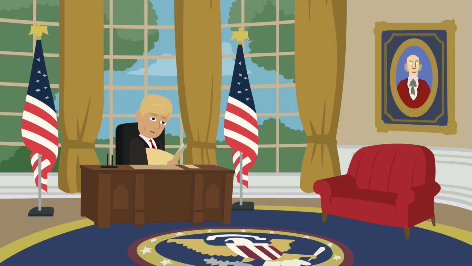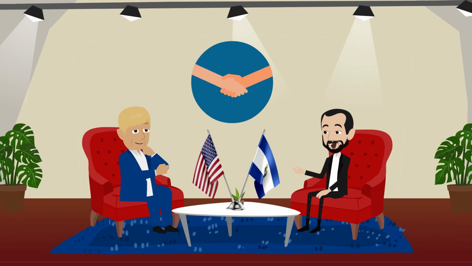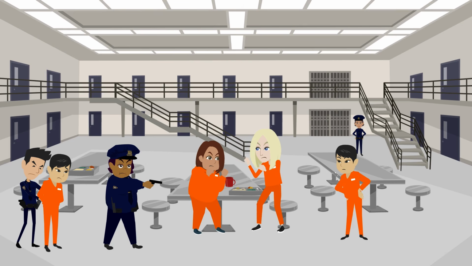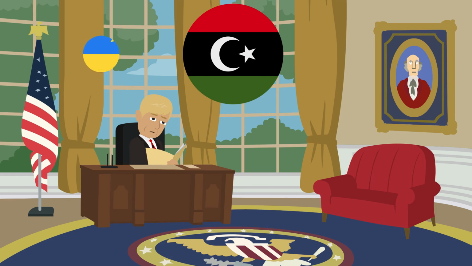Trump has reactivated the Alcatraz prison in California to house detained migrants, especially those deemed high risk. He has allied with El Salvador's president, Nayib Bukele, to send some detained migrants to prisons in that country. Additionally, he has expanded the use of the Guantanamo prison in Cuba to detain migrants classified as threats to national security. In a controversial and concerning move, Trump has deported some migrants to local jails in African countries such as Libya and Rwanda.